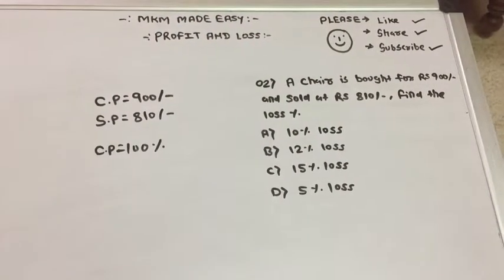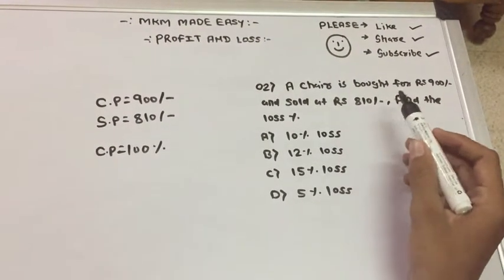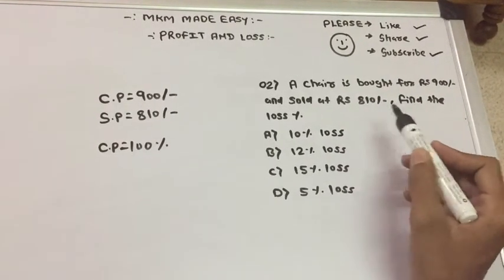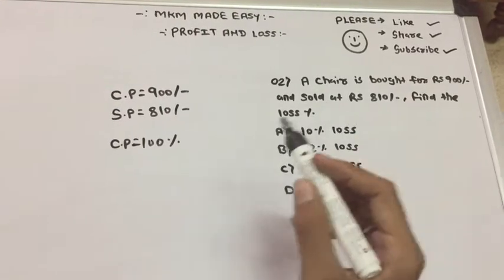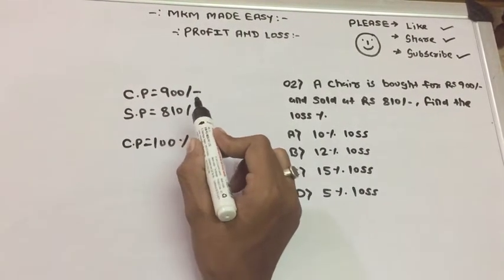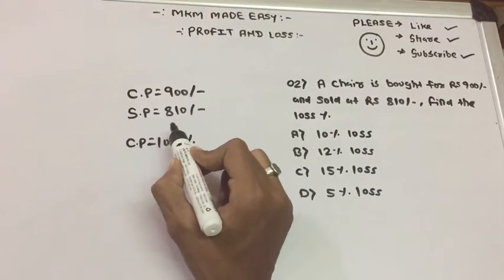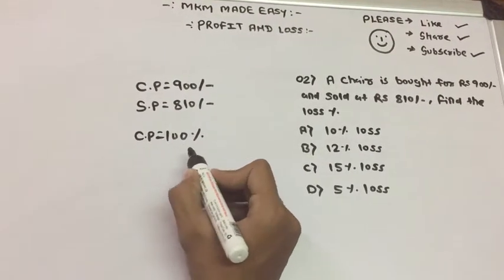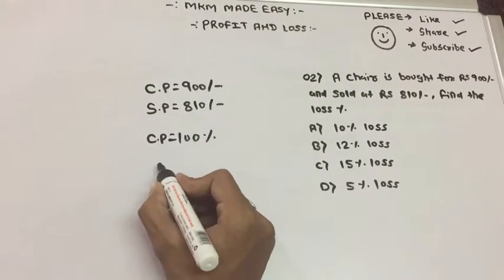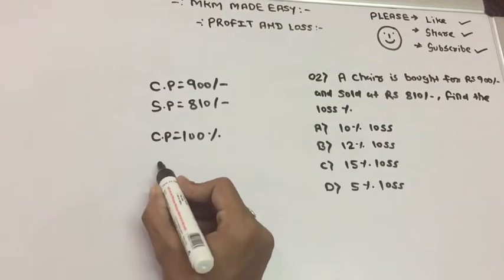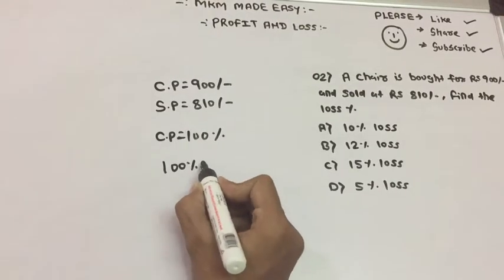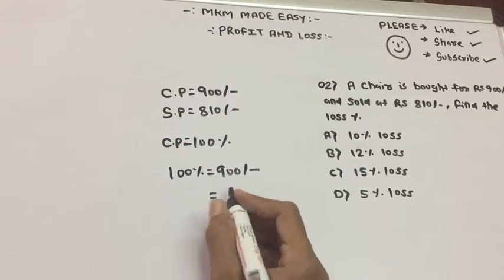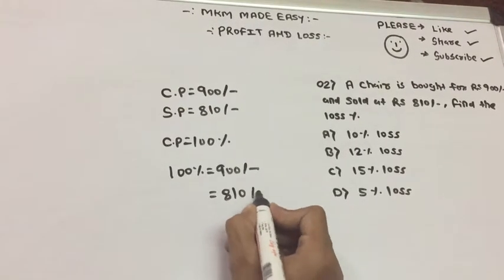Let me move on to the second problem. A chair is bought for rupees 900 and sold at rupees 810. Find the loss percentage. The cost price is 900 rupees and the selling price is 810 rupees. You should always take cost price equals to 100%. So 100% equals 900 rupees, and the selling price is 810 rupees.